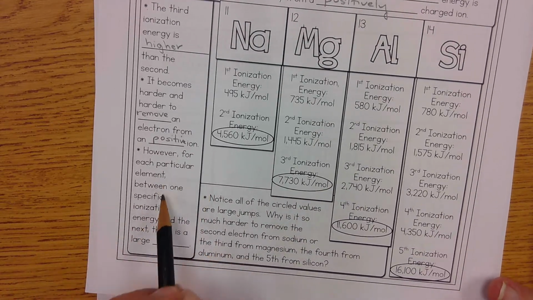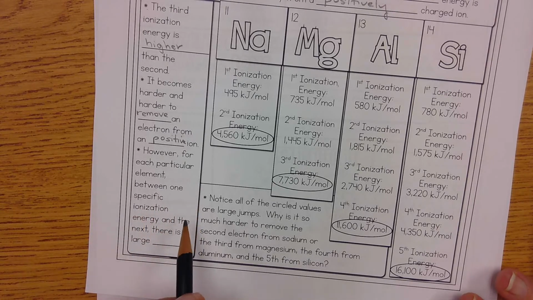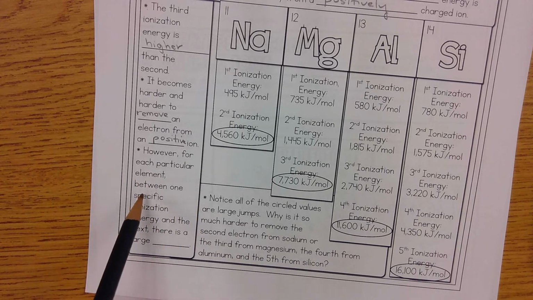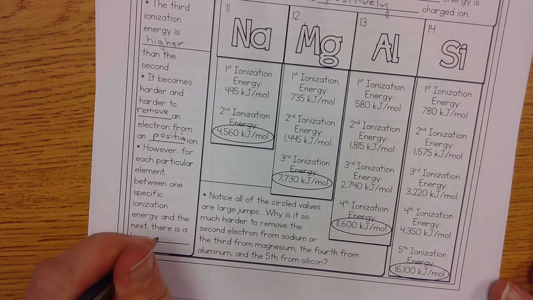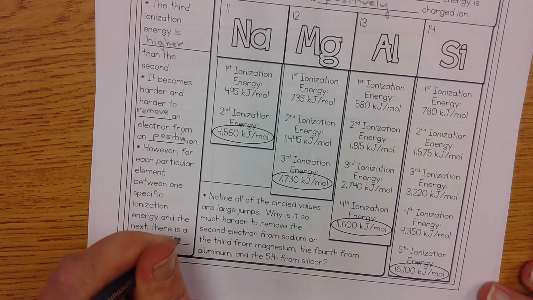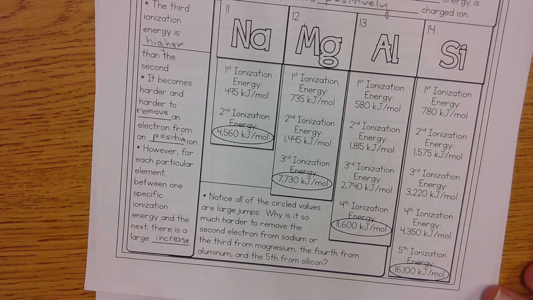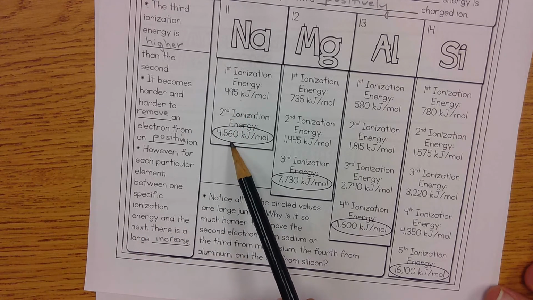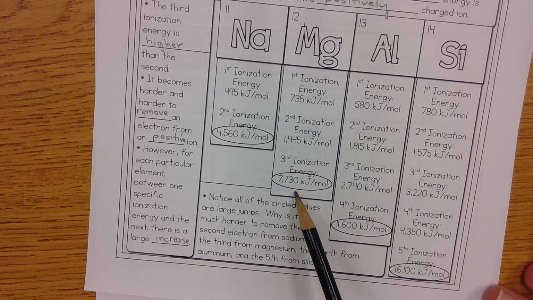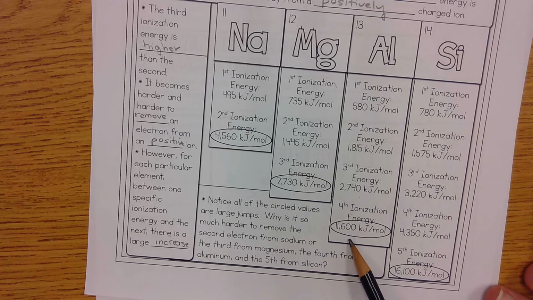Although, in each particular element, between one specific energy and the next, there is a very large increase. So you'll see a larger increase here than we did in our periodic table trend, right? Look at this large jump. It's 10 times as much. 6 times as much, right? Wow. So you can look here, 5, and it goes up a little, and then bam, there's a huge jump.